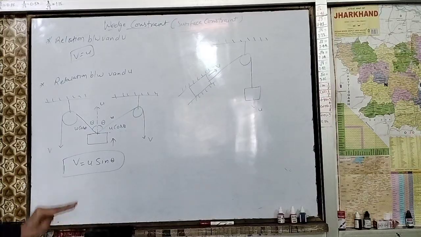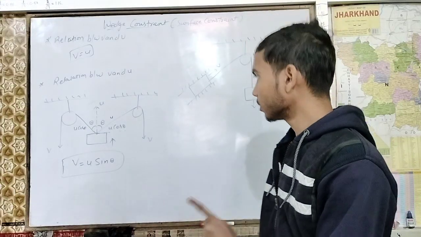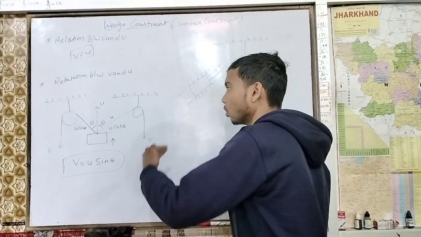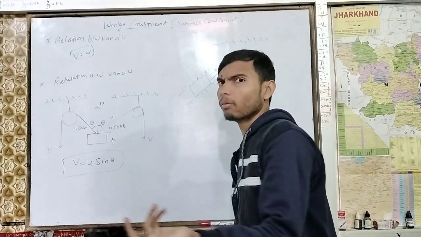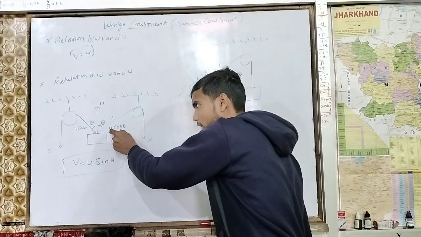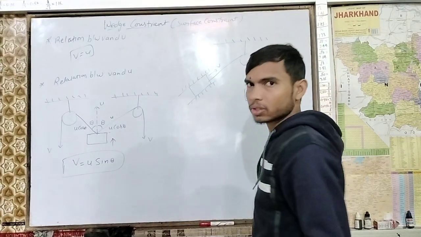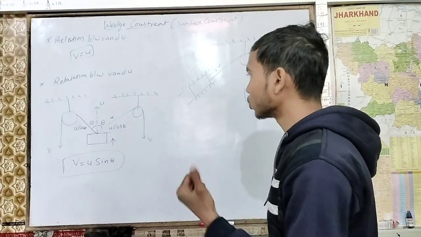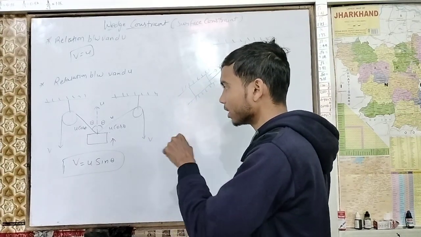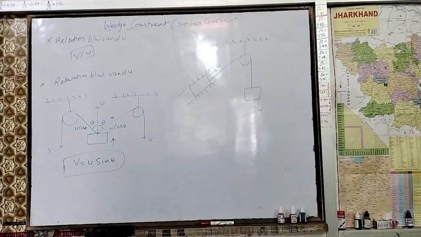So which component is it? Sin theta. The sin theta component is going upward, and u cos theta is going horizontal. But why would you take u cos theta? Is the block going horizontally? The answer is no. The block is going vertically. So that's why we take u sin theta, and v is downward. This was the relationship between them.